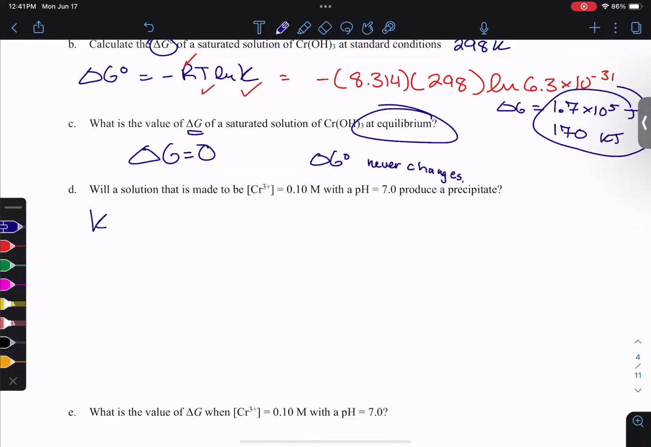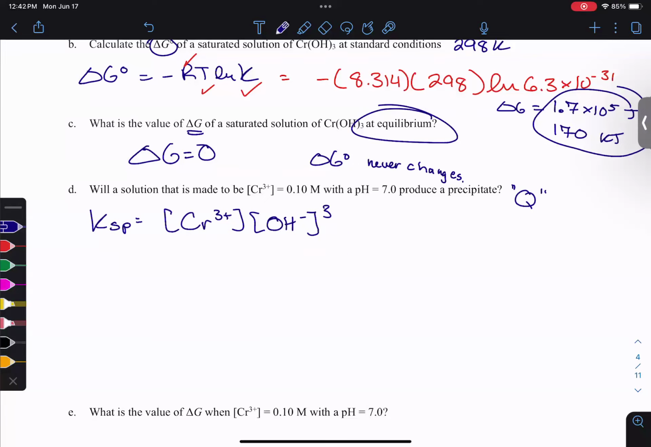So remember, Ksp equals chromium concentration times hydroxide concentration cubed. I'm telling you how much of each thing you have right now, so I'm setting up Q conditions. We're going to compare Q to K and see which way the reaction has to shift.